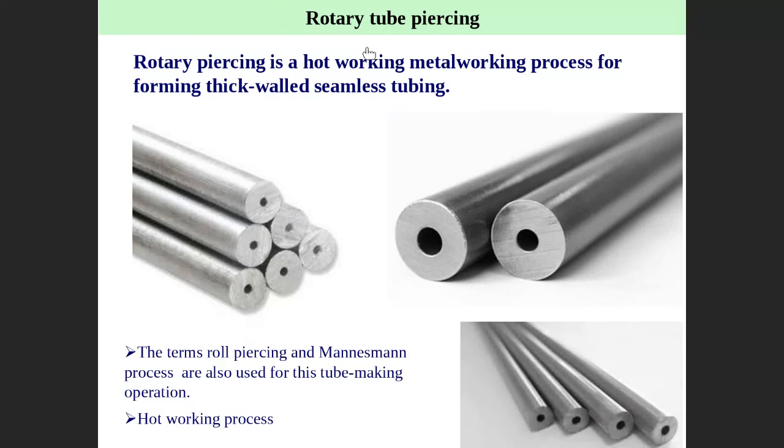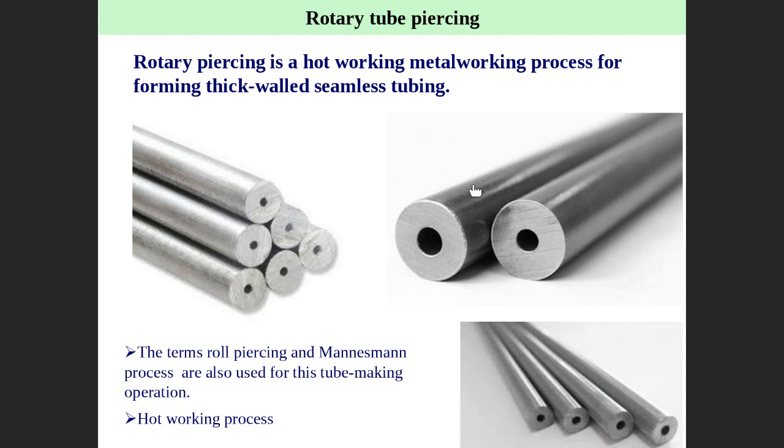Next is rotary tube piercing, which is also related to the rolling process. What is rotary tube piercing? Actually, rotary tube piercing is a hot working metal forming process to produce thick-walled seamless tube. Thick-walled seamless means a hollow tube. Can you see that? It is a thick hollow tube. It is a hot working process.